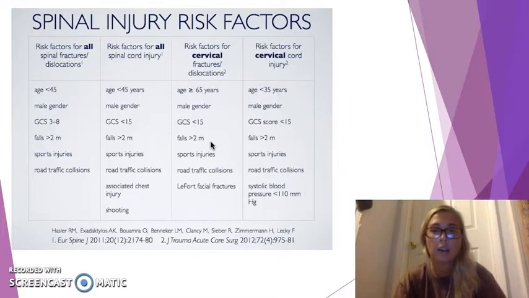So you can kind of see how each injury is impacted by age, gender, kind of activity, different things like that. So it looks like the male gender is more prone to a spinal cord injury than the female.